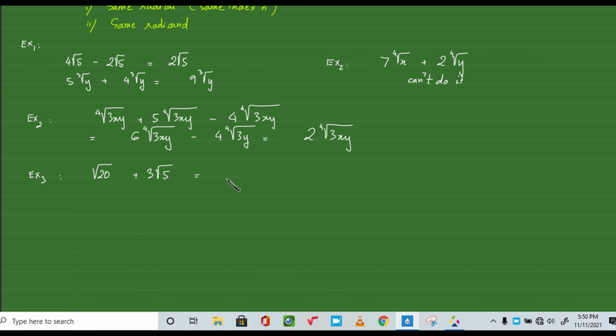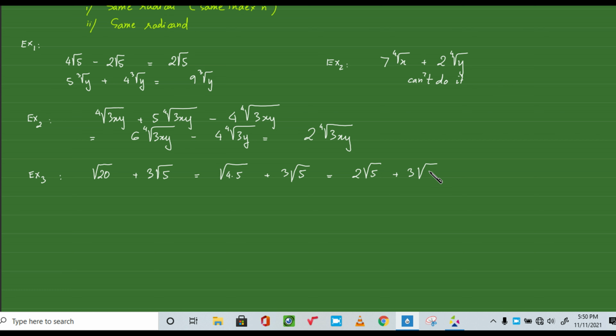And last time I already showed you how to simplify this. You can split them into something square, or something you can take a square root of. For example, square root of 20 is square root of 4 times 5. And over here, 3 square root of 5. And square root of 4 is 2, so you can take it out. Square root of 5, you cannot do it. And now you still have it.